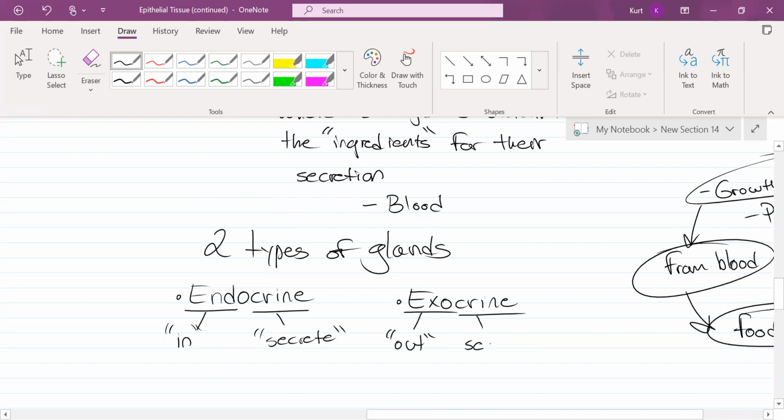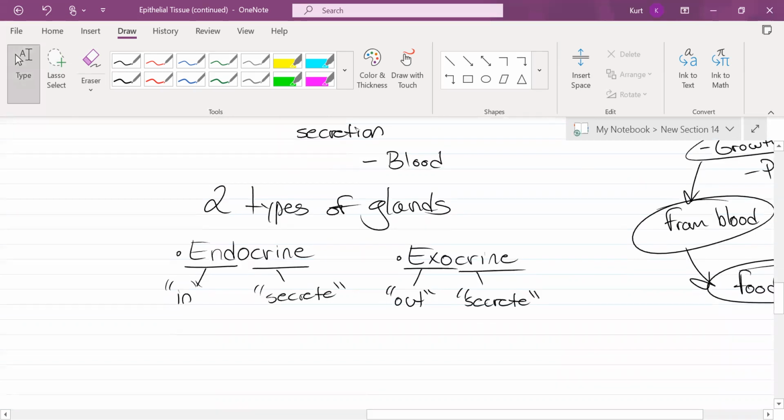Secrete. Now, if I were a student, I'd be like, in or out of what? The answer to that is in or out of blood. Endocrine is in the blood. Exocrine is not in blood.